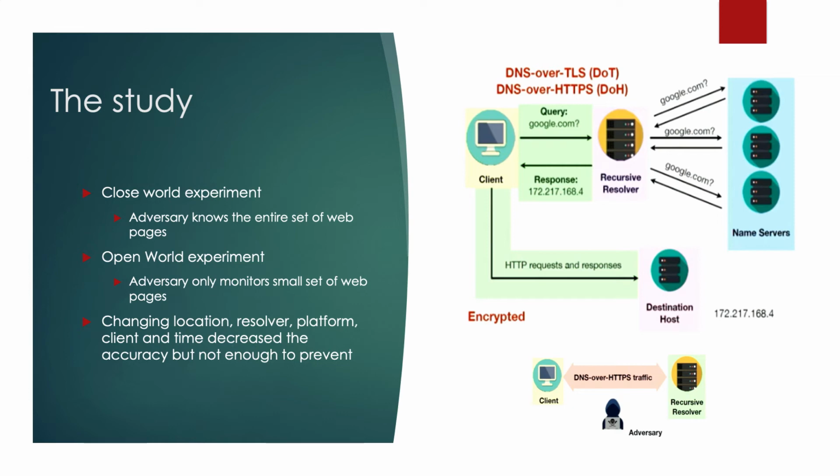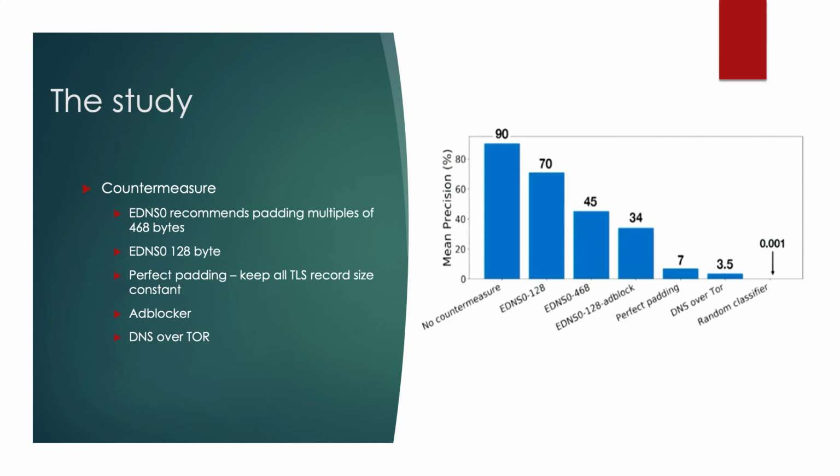And changing locations or any other variables did decrease the accuracy. However, it wasn't enough to prevent this type of attack. And the best countermeasure is padding. Therefore, ADNS recommends using a 468-byte block of padding.